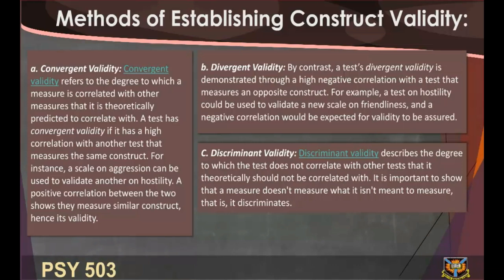C. Discriminant validity. Discriminant validity describes the degree to which the test does not correlate with other tests that it theoretically should not be correlated with. It is important to show that a measure doesn't measure what it isn't meant to measure, that is, it discriminates.